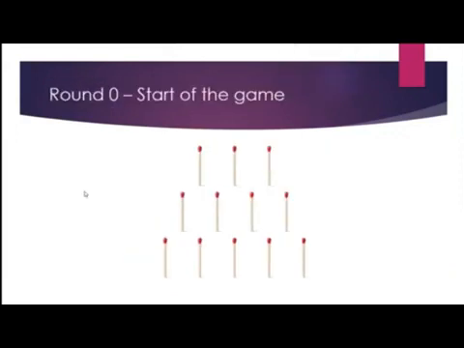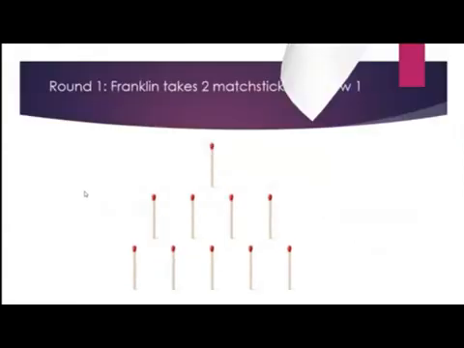Okay. This is the starting, the round zero of the NIM game, where we have this kind of an arrangement of matchsticks. Let's say we have two players, Franklin and Michael. So what we do is let us simulate a playthrough between them. So let's say Franklin takes two matchsticks from row one. Now this is the current stage.